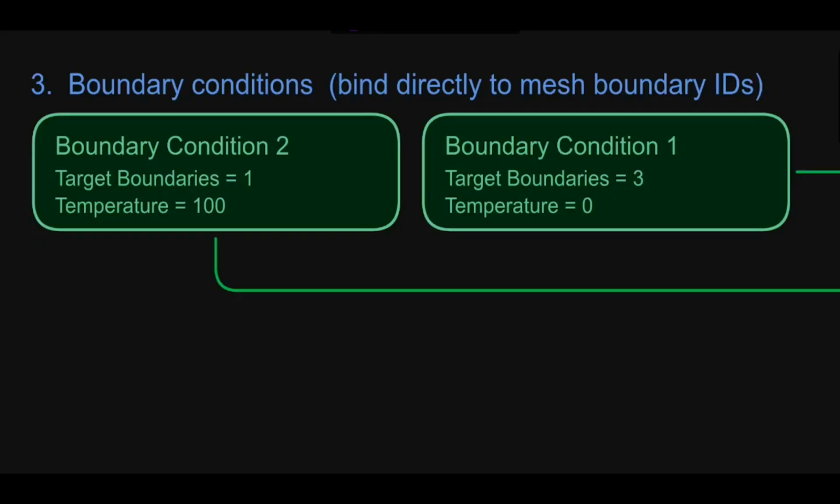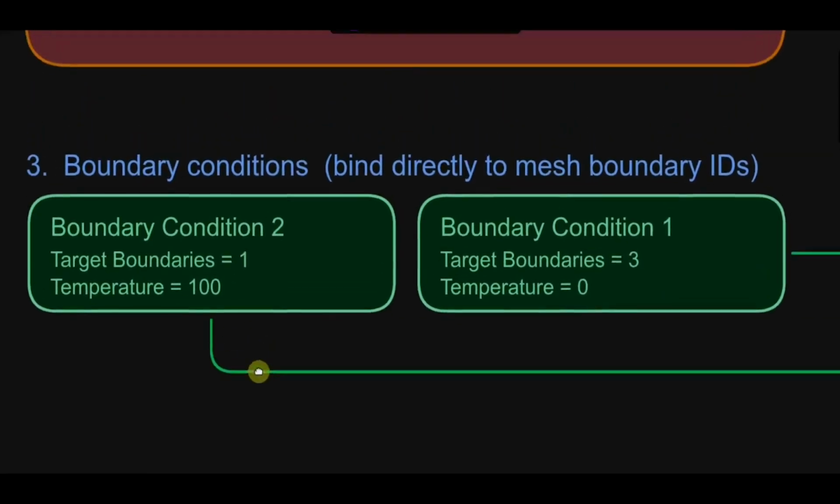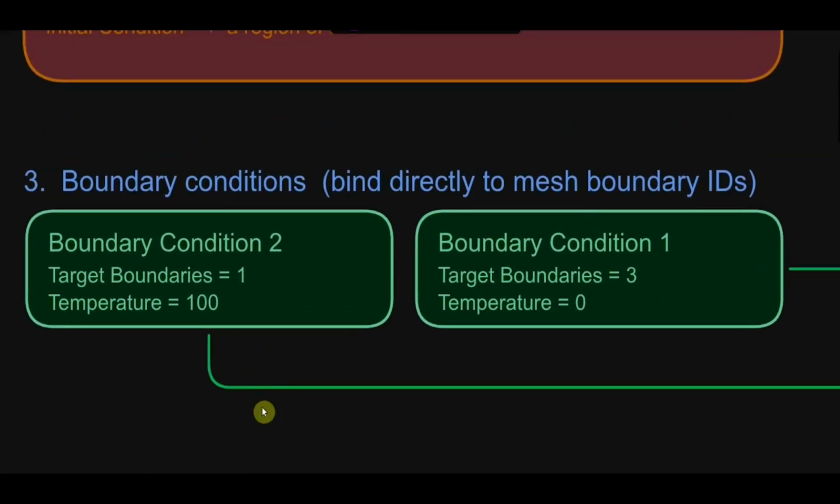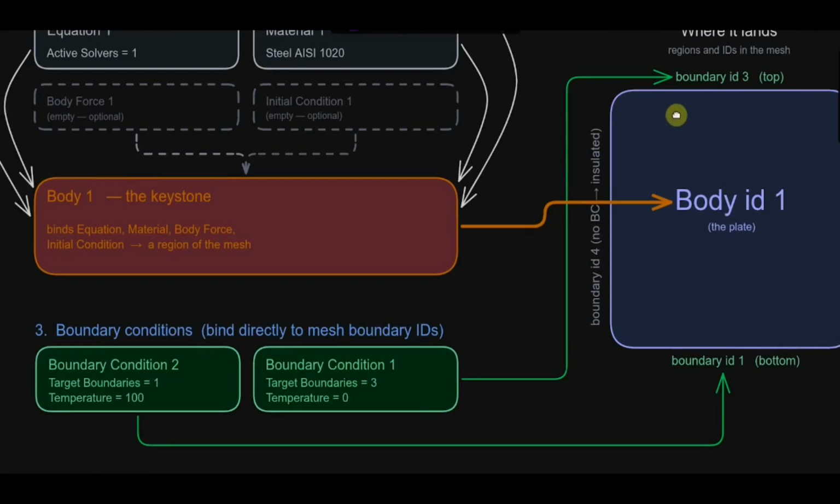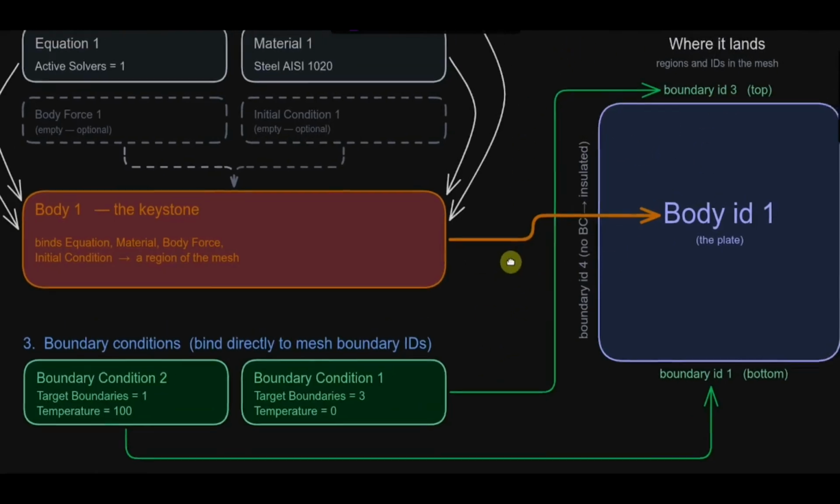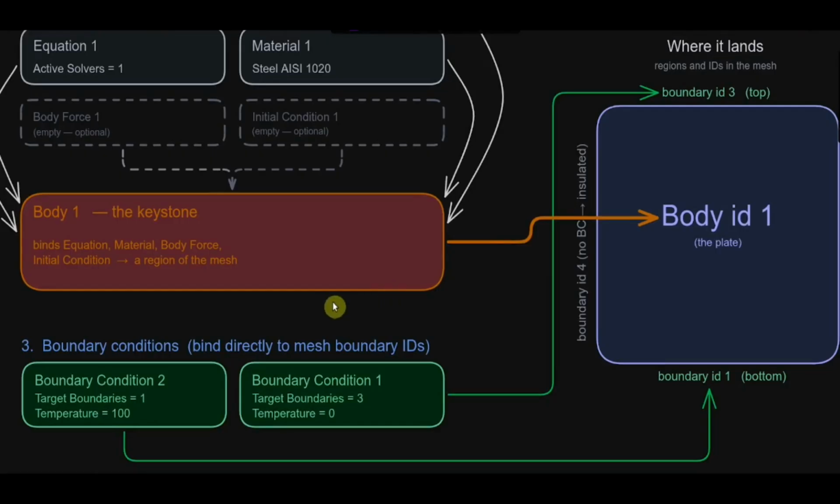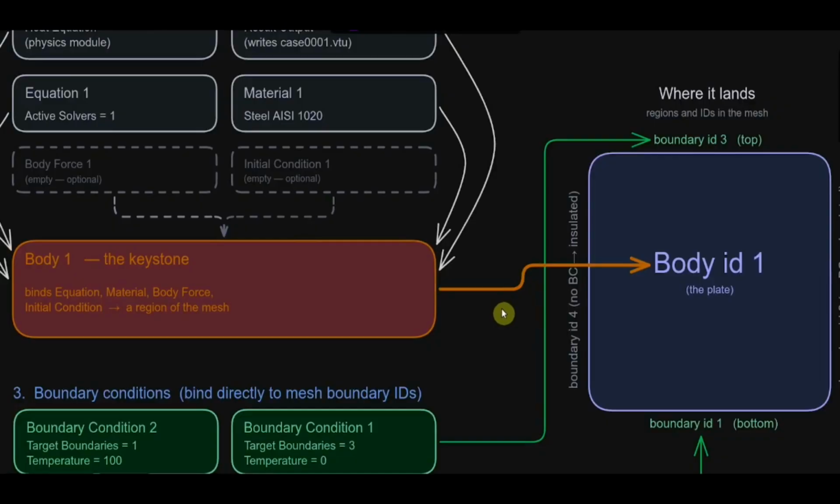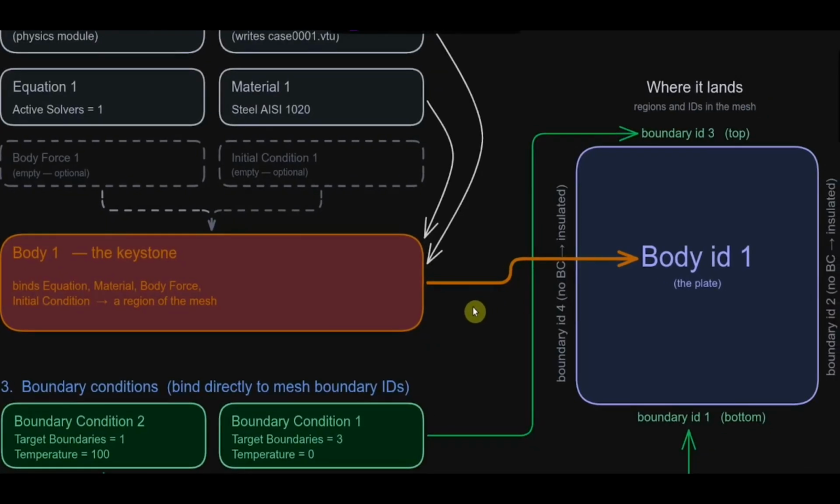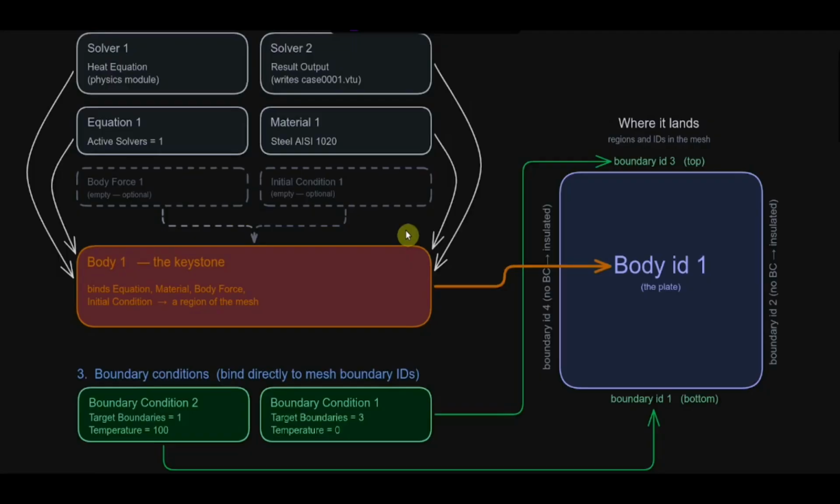Alright, last group, the boundary conditions. Notice on the diagram, these don't go through the body block. They bind directly to mesh boundary IDs. If I zoom out, you can see that they are directly connected to the mesh. And notice the call out in the corner, 2 of 4 mesh edges don't actually appear anywhere in the SIF. That's not a mistake. Let's look at the boundary condition blocks in SIF and then we'll talk about the two that aren't there.